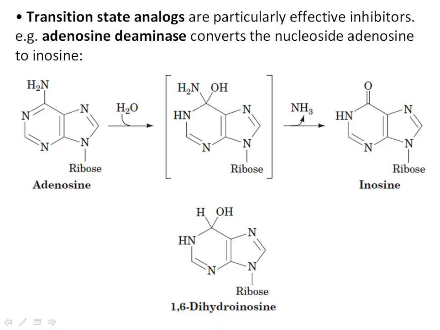The second example is that of the adenosine deaminase enzyme that catalyzes the conversion of adenosine to inosine via an intermediate that is non-planar due to that carbon here. And therefore, some very similar structures, such as 1,6-dihydroinosine, which is shown below here, which has a very similar structure to the transition state, can bind competitively into the same active site, the binding site of the enzyme, and therefore it's a competitive inhibitor of that enzyme.